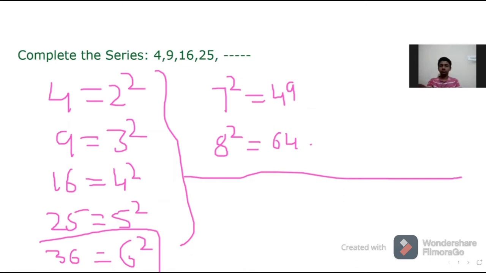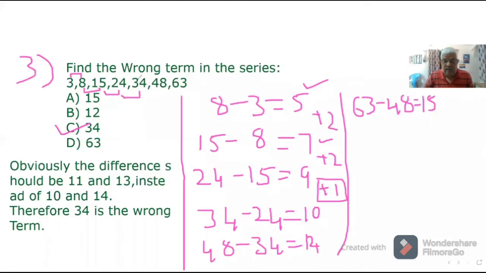Right, in the same way, the second related question is to find the wrong term in the series. This question also belongs to the lesson on series. In that, we go for arithmetic progression.